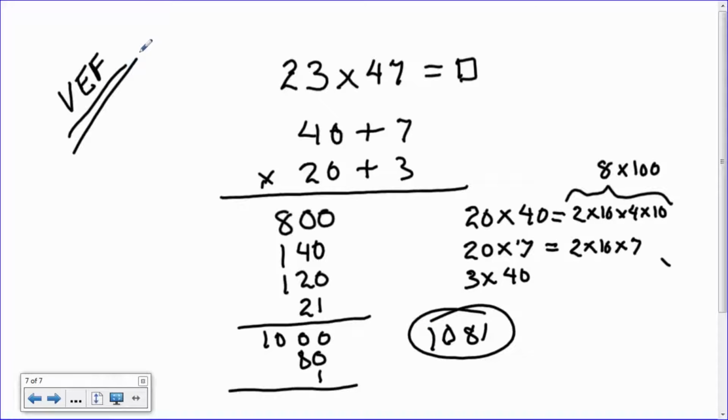And value expanded form leads to table array, just like value expanded form for addition led to table array form for addition, multiplication and value expanded form leads to table array for multiplication. So let's illustrate 23 times 47 and then maybe a bigger product. And so we'll do it not with value expanded form, but with table array. So let's do this in table array, 23 times 47.